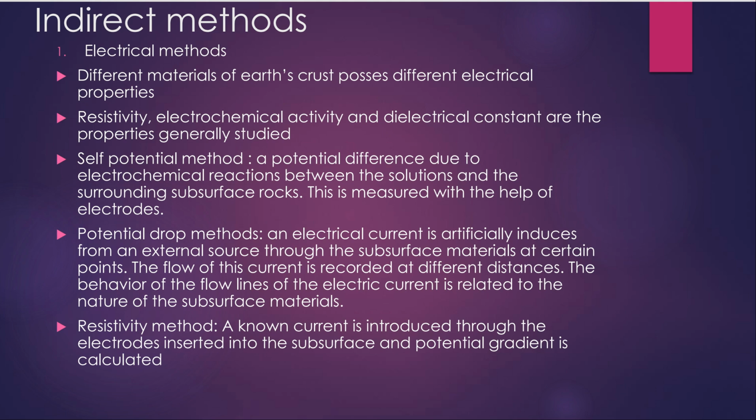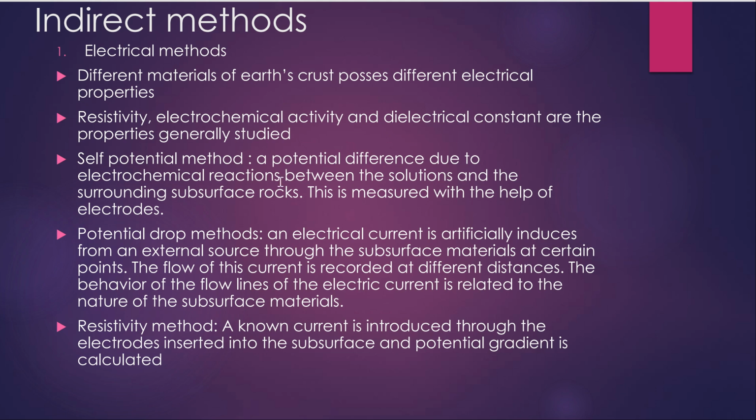So here we have different methods, including the self-potential method. So here a potential difference arises due to the electrochemical reactions between the solutions and the surrounding subsurface rocks. This is measured with the help of electrodes. So in the self-potential method, the potential difference between any rock and the surrounding solution is measured using electrodes.